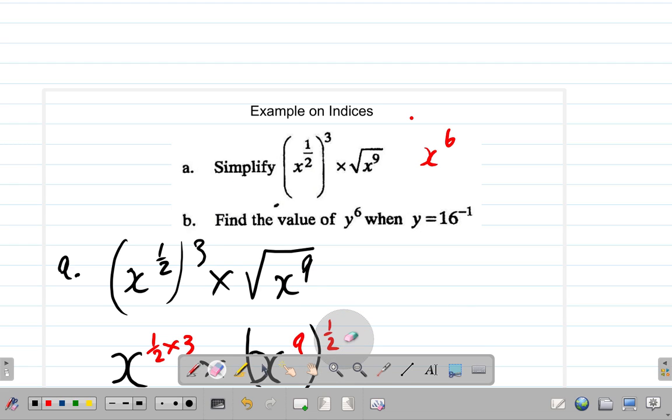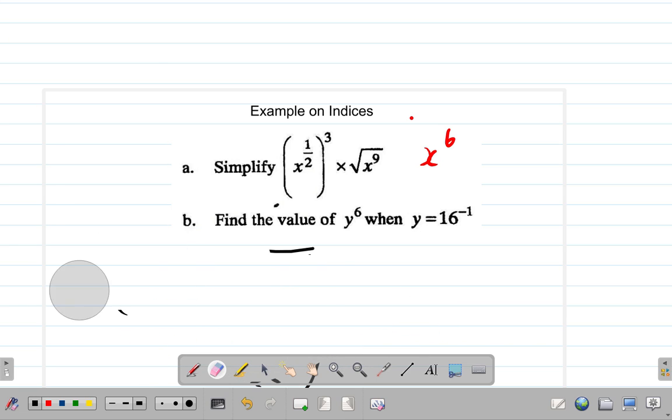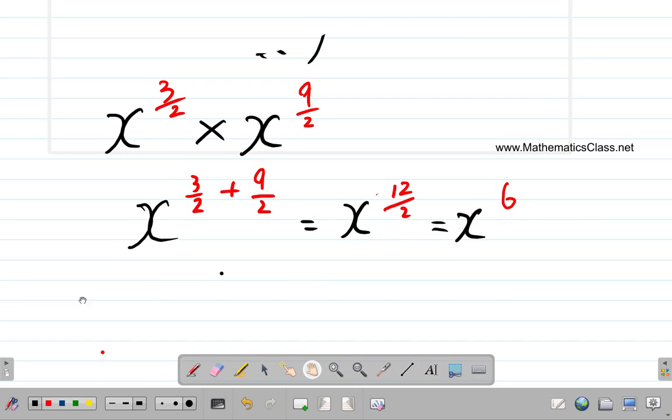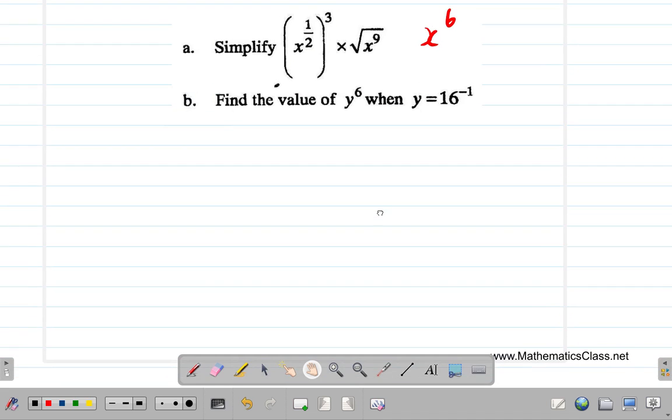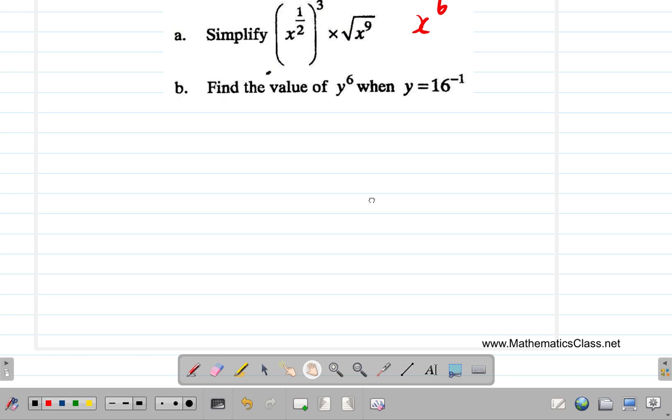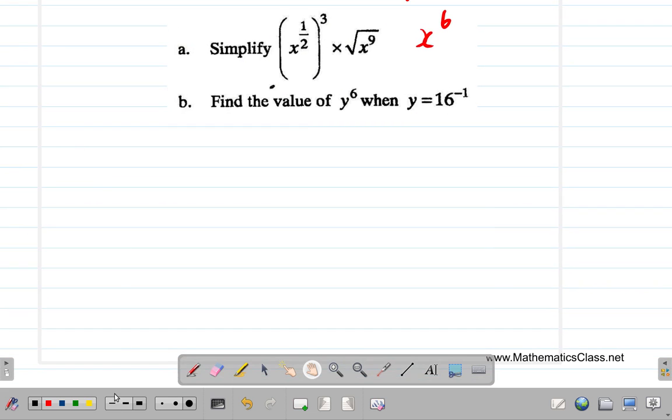Alright, let's just do some erasing. We've completed this part. Let's erase some of this that we have here. Alright, nice. Now, this is part B. Let's work it out.